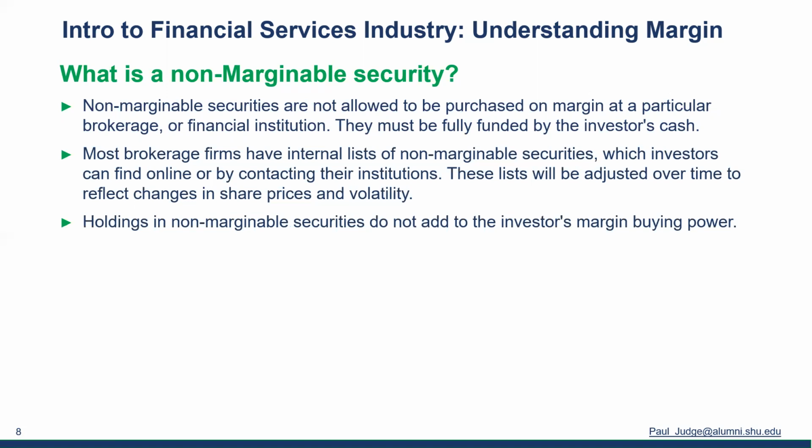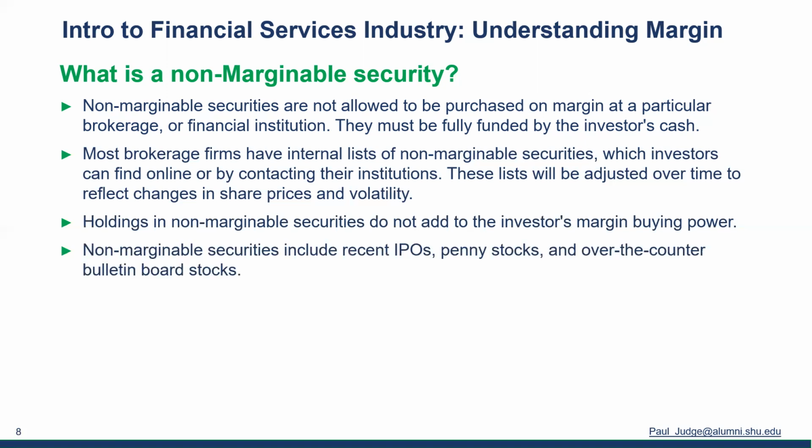Holdings of non-marginable securities do not add to your buying power. So if you have a margin account and you've got some penny stock that you add into the account, you can hold it in the account, but it won't add to your buying power calculation. Now, what are non-marginable securities? They're recent IPOs. They're very volatile, risky. They're penny stocks. There are over-the-counter bulletin board stocks. There could be a lot of different things.